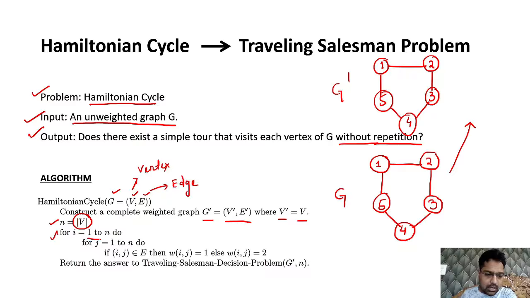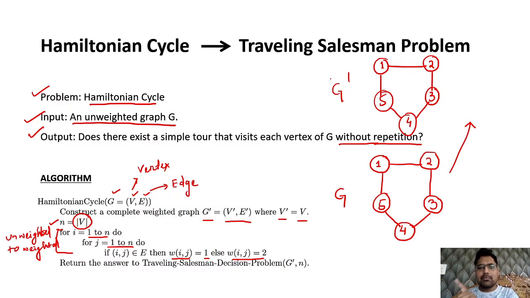Next, for i to n we have to run a loop, and for j we also have to run a loop. Why exactly are we doing this? Because we are assigning the weight. Because it was previously unweighted, we are giving that value. So this is converting unweighted to weighted. That's why we are writing this.